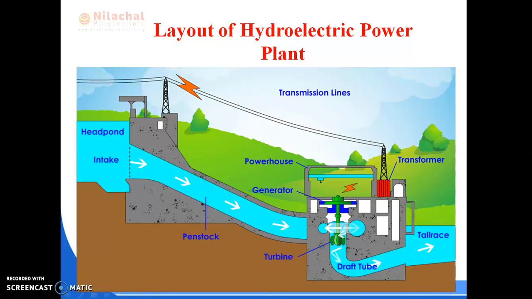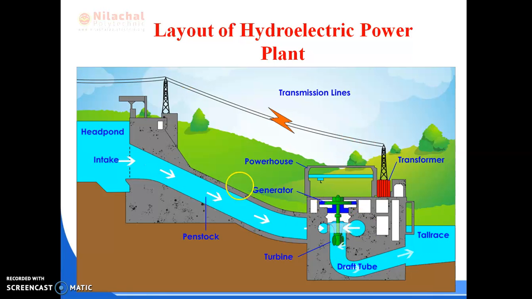What is a turbine unit? As shown in the animation figure, the turbine unit has a shaft having a runner. The runner is attached with the blades. The output of the shaft is connected to the generator shaft through a coupling.